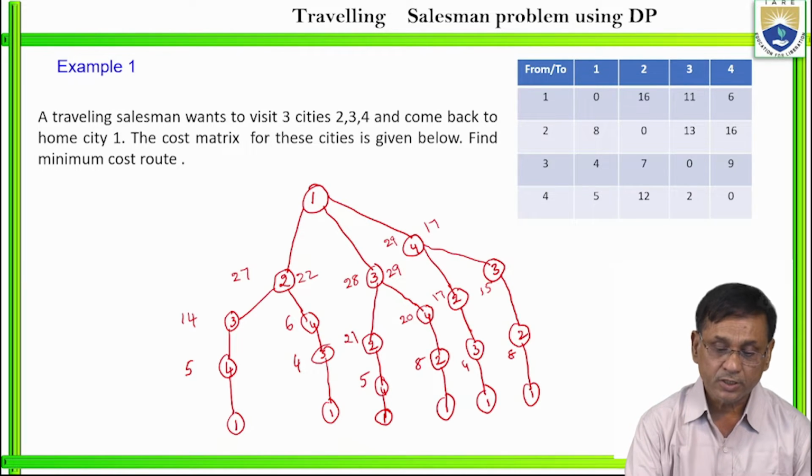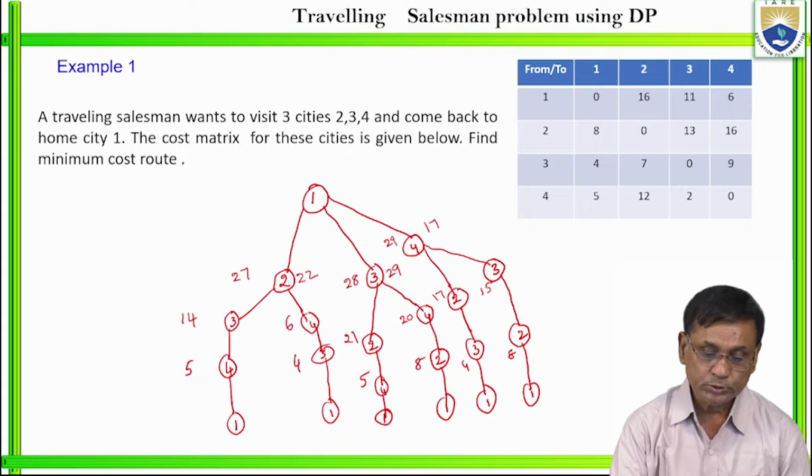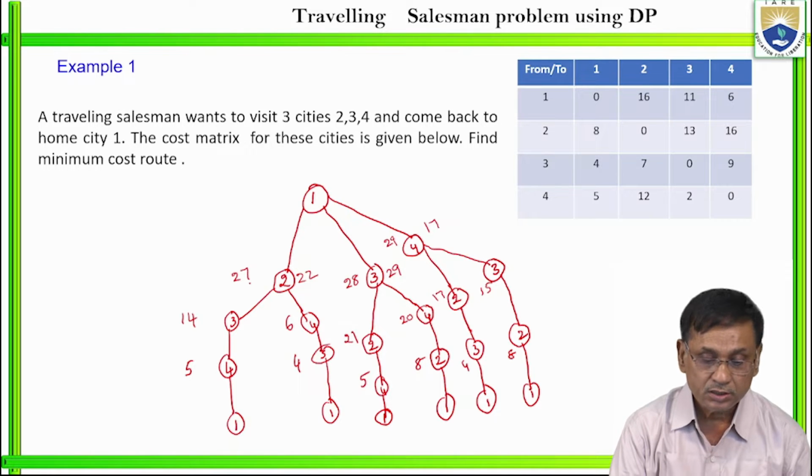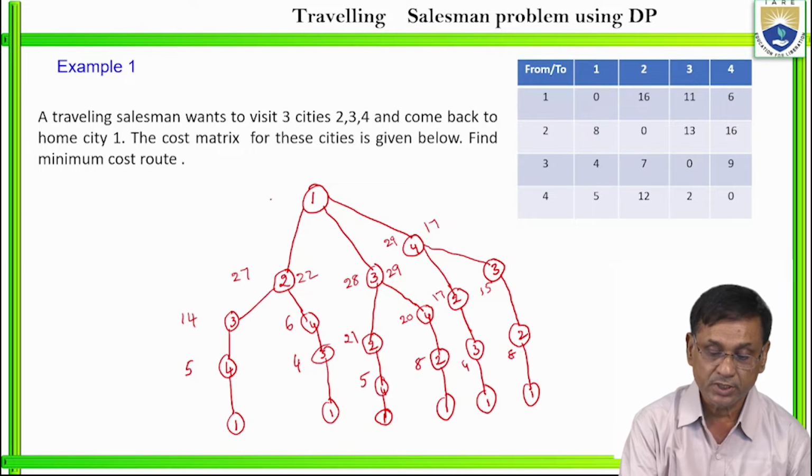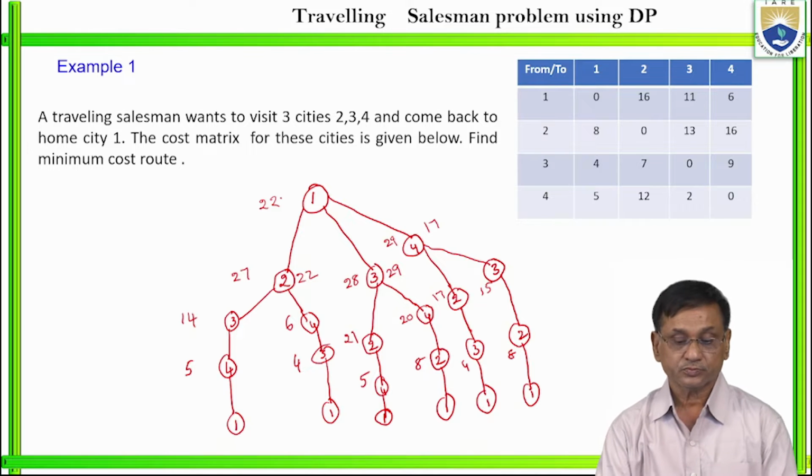If the salesman goes from 1 to 2, 2 to 3, 3 to 4, 4 to 1, in that case the cost is 27. Suppose if the salesman goes from 1 to 2, 2 to 4, 4 to 3 and 3 to 1. So in this the shortest path is this one. So the cost corresponding to this is 22.